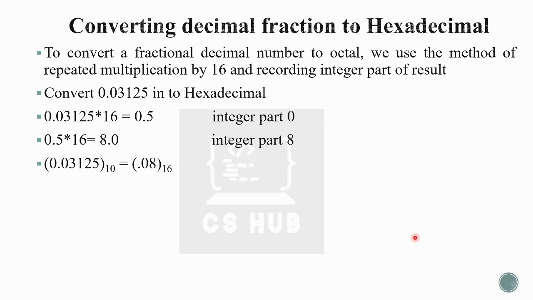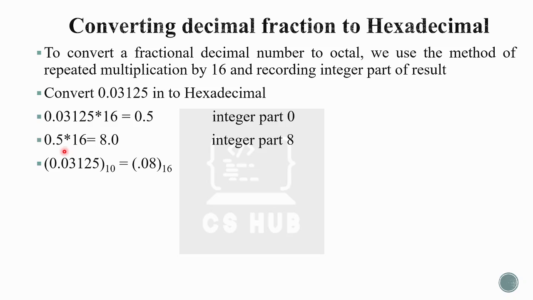Then the last conversion, converting a decimal fraction to a hexadecimal number. The same procedure is used. We are going to repeatedly multiply by the base 16 and record the integer parts. Convert 0.03125 into hexadecimal. 0.03125 multiplied by 16 equals 0.5. In the 0.5, 0 is the integer part and 0.5 is the fractional part. Record the integer part over here.